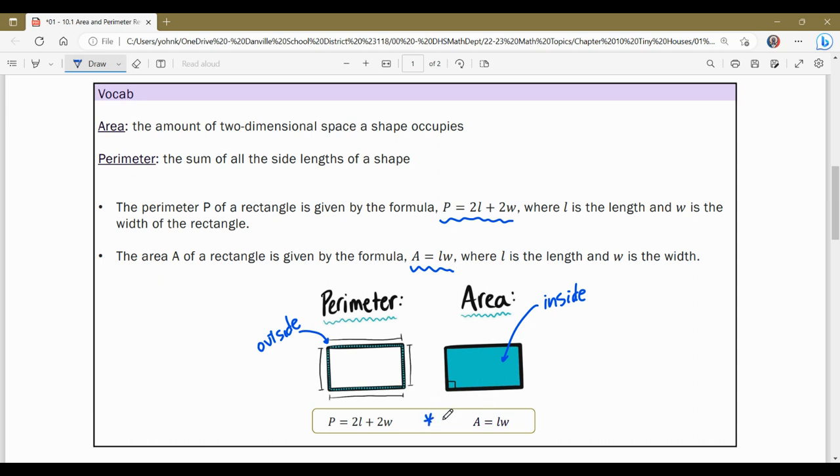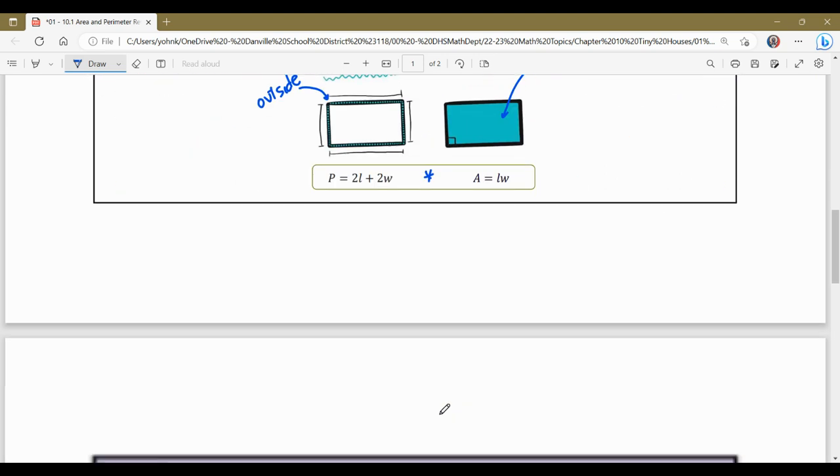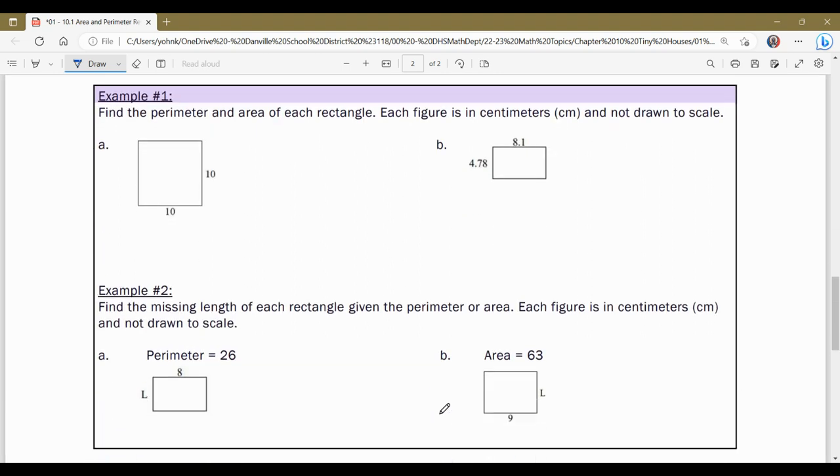It's not important that you memorize the formulas. It's more important that you understand what perimeter and area mean. So let's take a look at some examples. Number 1, find the perimeter and area of each rectangle. Each figure is in centimeters and not drawn to scale.